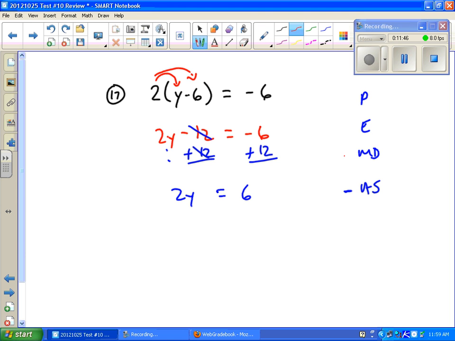No more addition and subtraction. Check any multiplication and division. Yeah, you got 2 times y. Undo that by dividing by 2. We divide the left by 2, divide the right by 2. These will cancel and leave you with y equals 6 divided by 2 is 3.